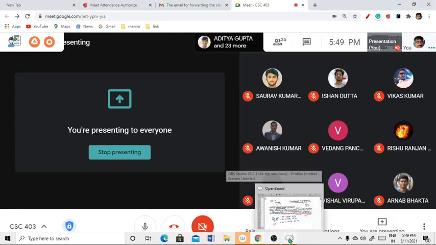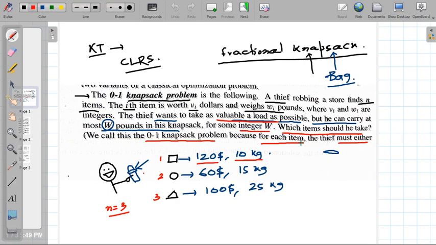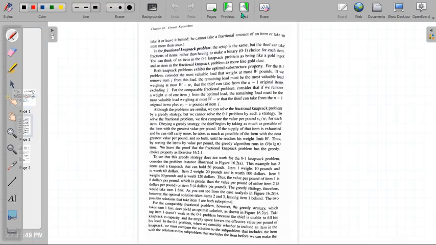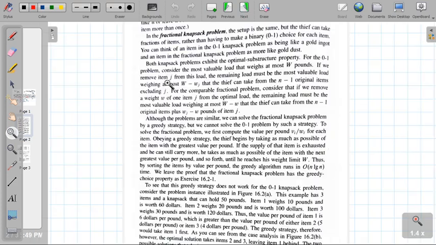Okay, so we are discussing this 0-1 knapsack problem, and we will now be discussing this fractional knapsack problem.